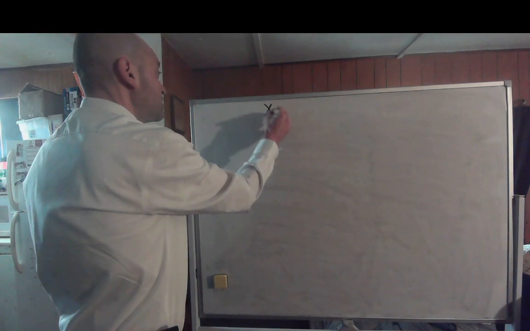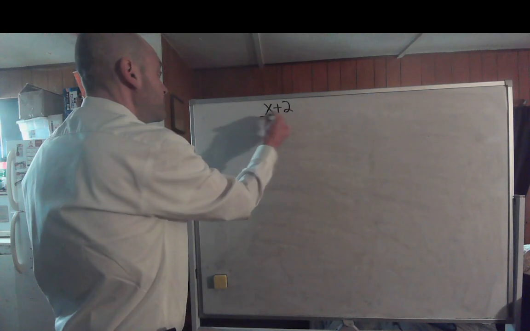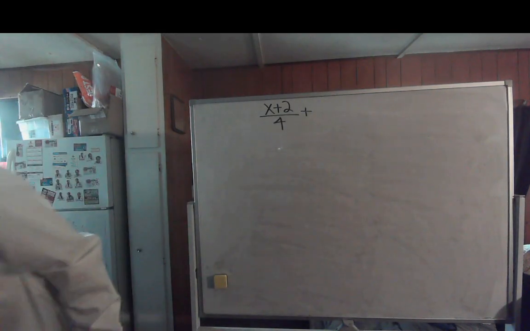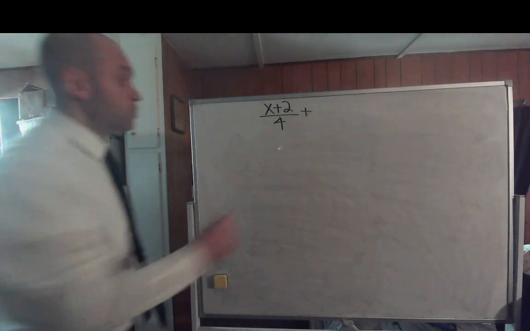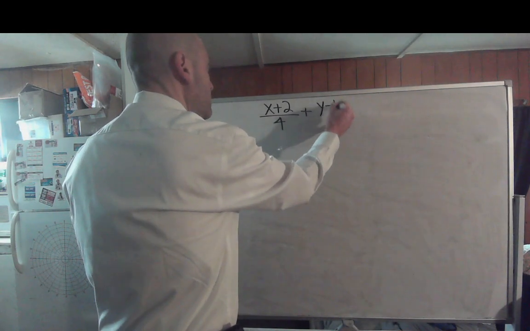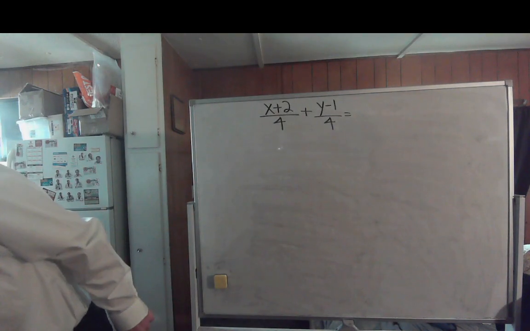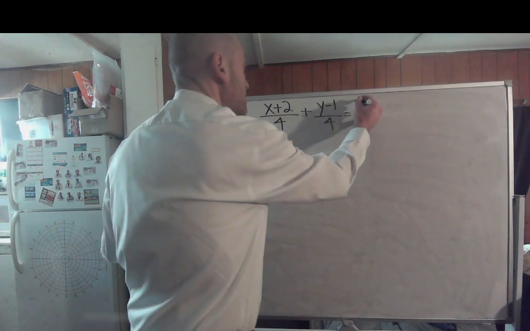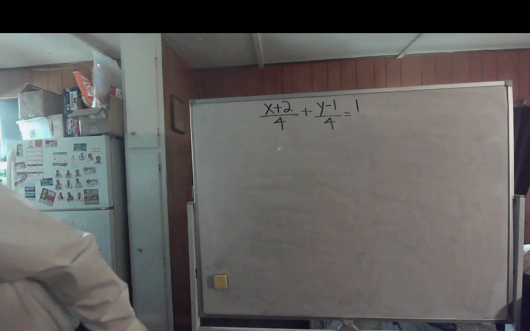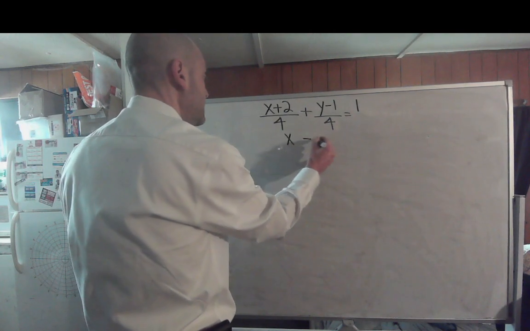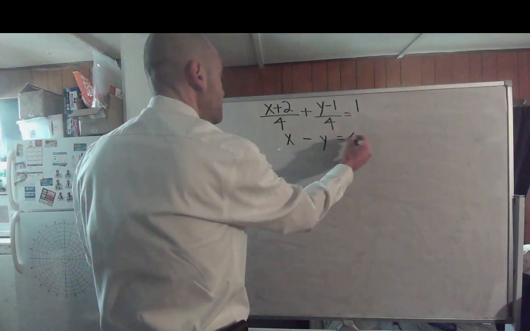All right. x plus 2 over 4 plus y minus 1 over 4 is equal to 1. Then we have x minus y equals 4.